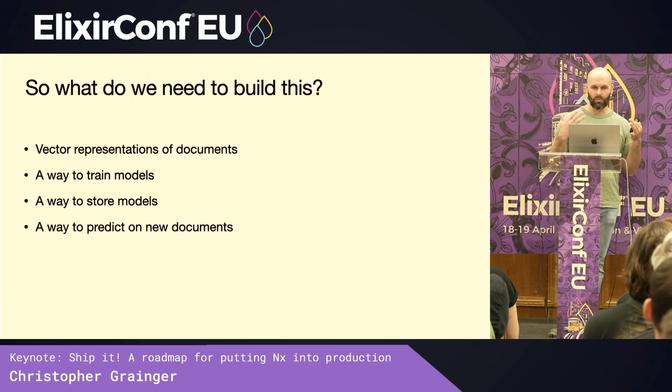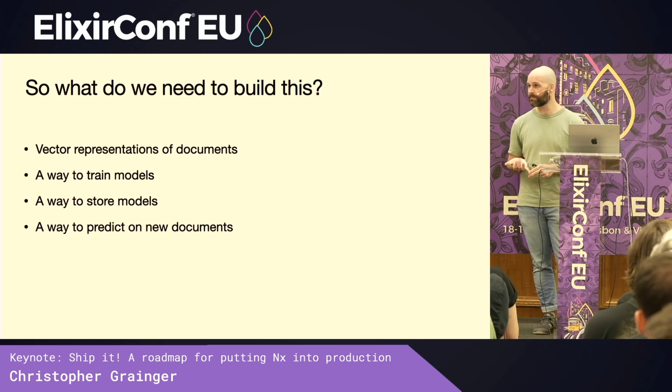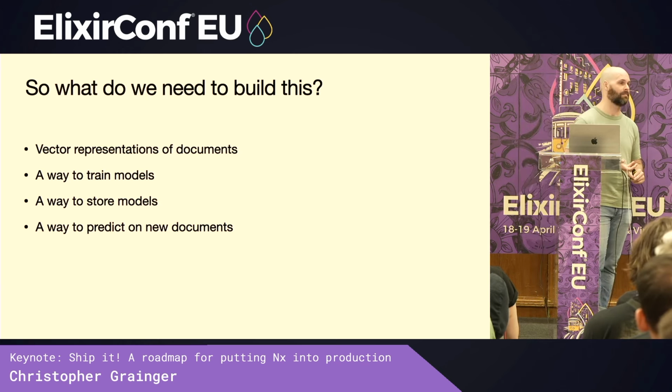It's free. So what are the things that we need to build this? We need the vector representation of the documents. Well, you can use Bumblebee, right? You can use Axon if you are building something yourself, but if you've got Bumblebee, you've got access to text embedding models out of the box. So that's three lines of code. Done. You've got vector representations.